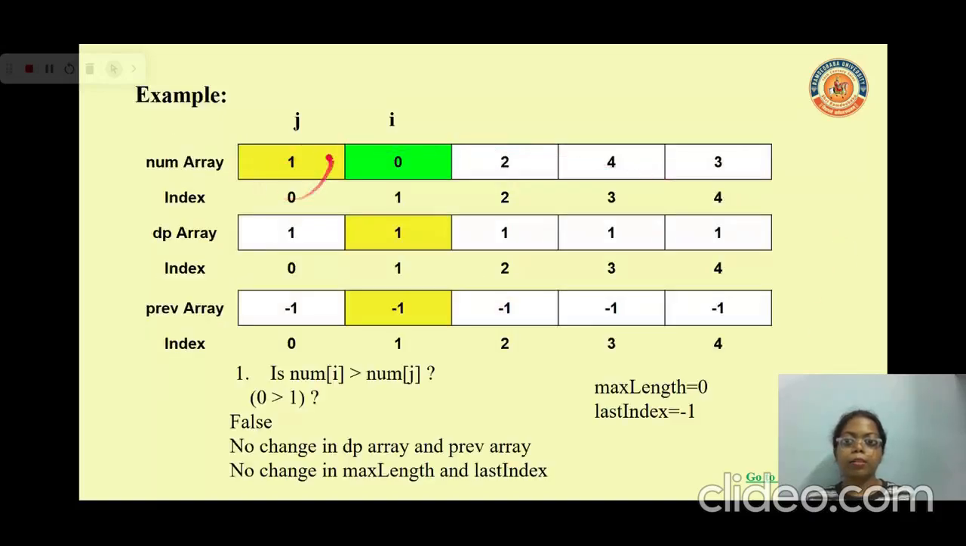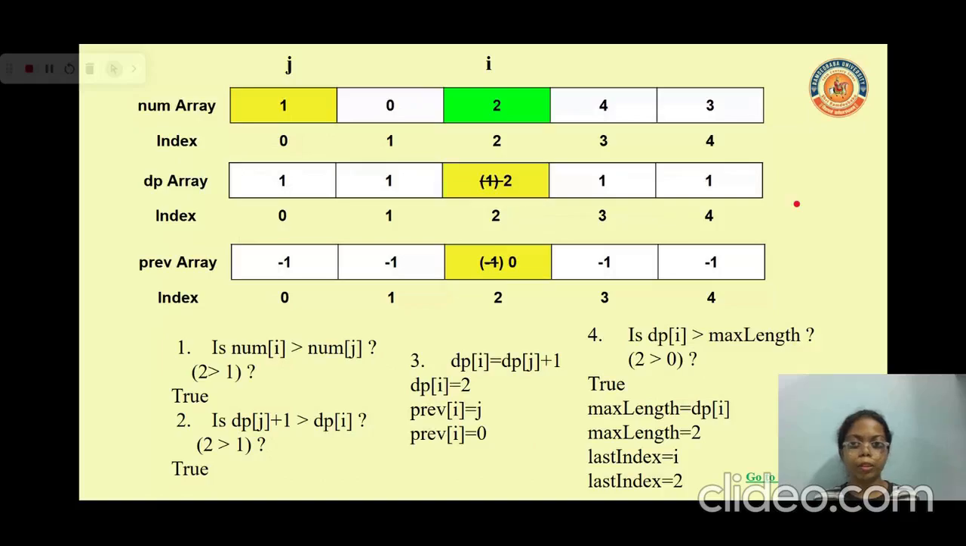Let us look at this example. 1, 0, 2, 4, 3 are my elements, and I will trace how we will get LIS in this array. So the very first condition was, is it in increasing order, is the element at this position greater than the one at this position? The condition is false. We will move forward, we will do nothing. This iteration will stop because at this position there was only one element present before it.